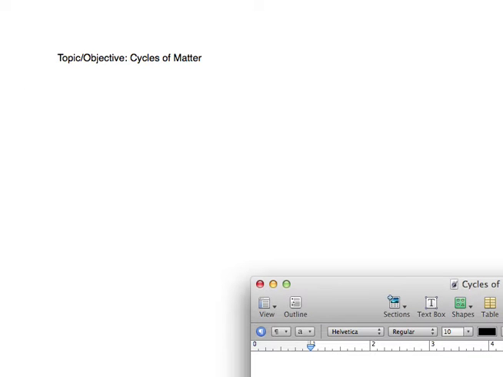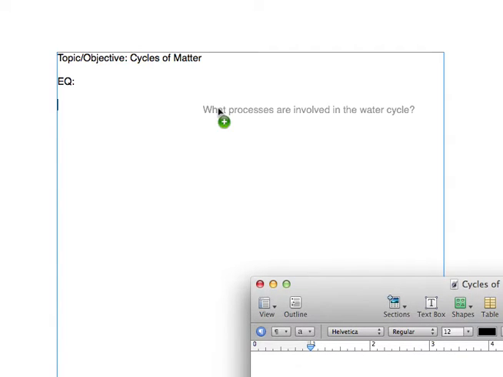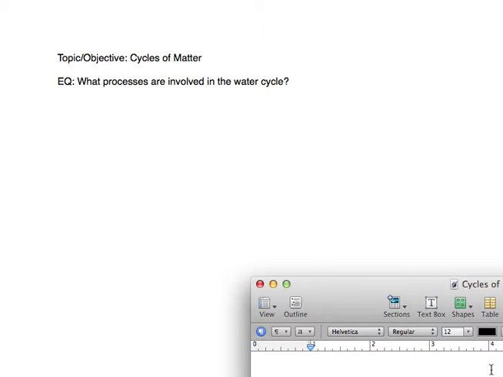Next we have to get to our essential questions. Our essential question today is actually 3 questions. What processes are involved in the water cycle? The second question is: how are carbon and oxygen recycled in ecosystems? And the third is: what is the nitrogen cycle? So again, our topic and objective is cycles of matter, and today's essential questions are: what processes are involved in the water cycle? How are carbon and oxygen recycled in ecosystems? And what is the nitrogen cycle?